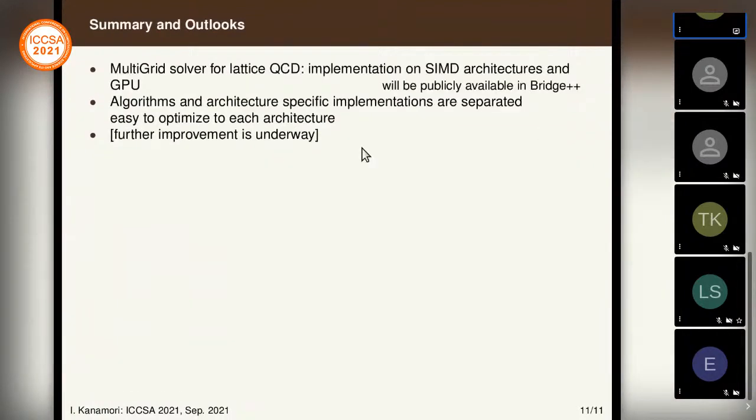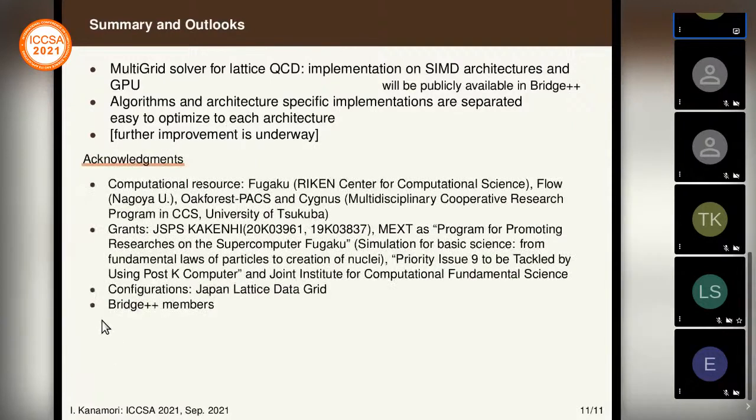Okay, I think it's about time. We have implemented multigrid solvers for Lattice QCD on various architectures, and since our implementation is separated from the algorithms, we can upgrade our implementation piece by piece for each architecture. And here is the acknowledgement for resources, grants, data, and code development. That's all. Thank you very much.